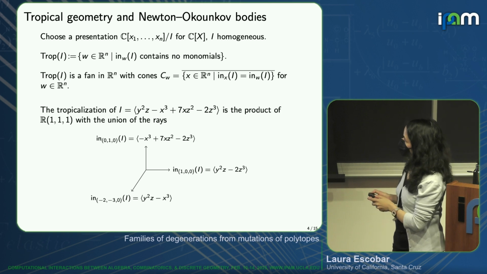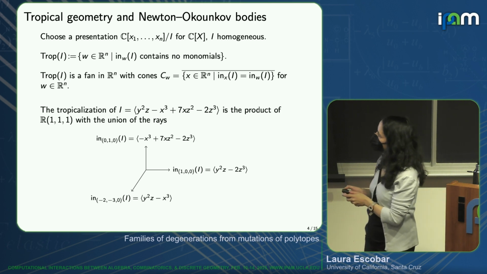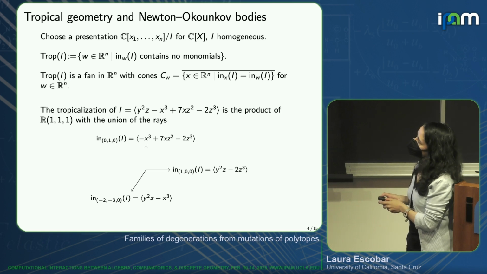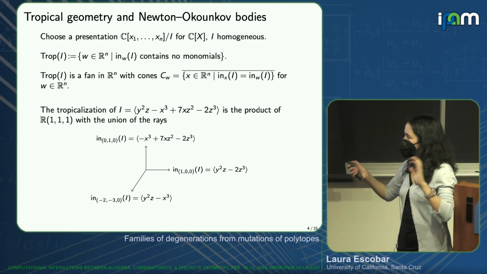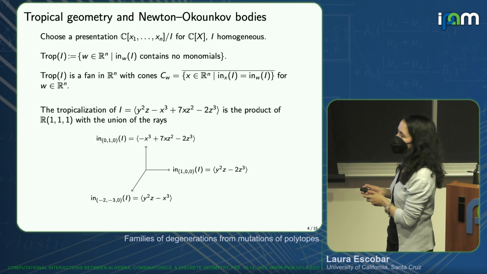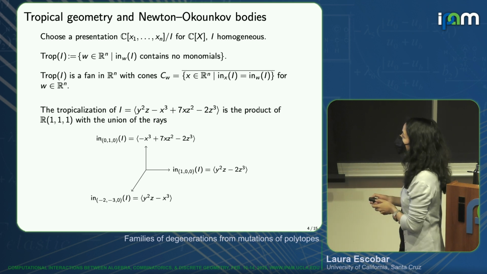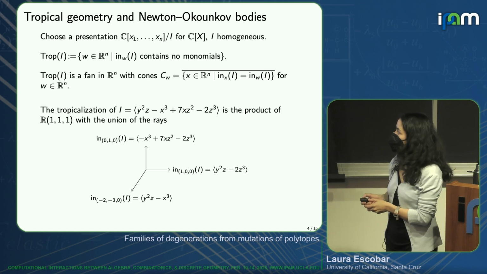Okay, so we're going to choose a presentation for your coordinate ring. As I said before, it's just a polynomial ring modulo an ideal that's homogeneous. And you can construct that like this is the baby tropicalization, because there are very tropical experts here that would say, oh, this is like the baby case. It's the baby case. So I just want to define a tropicalization of an ideal to be the weights such that the initial ideal contains no monomials.